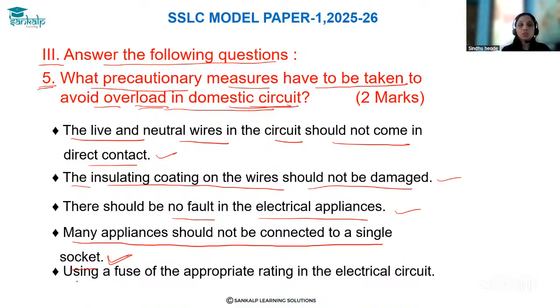Then, use a fuse of the appropriate rating in the electrical circuit. The fuse is a very important component. With the appropriate rating, it avoids overload in domestic circuits. You should write at least 4 points because it is asked for 2 marks. Okay. Thank you.